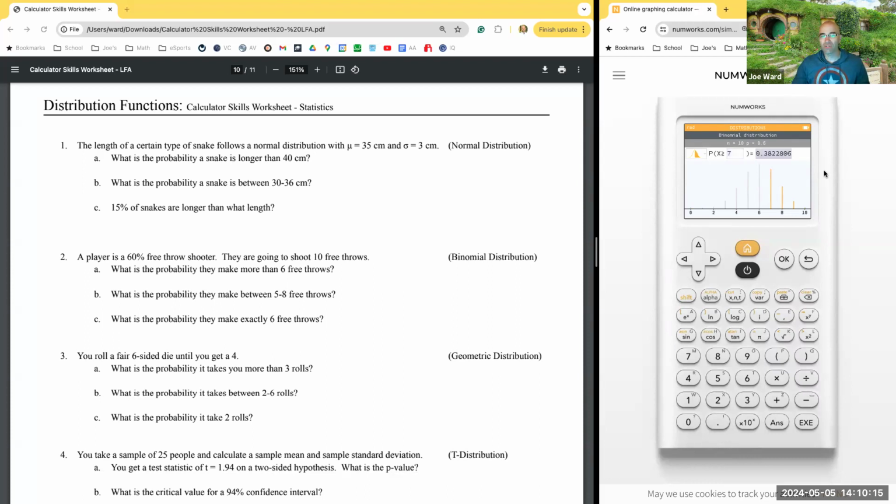So there's a 38% chance that you make more than 6. And then it says, how about between 5 and 8? So we go to the between option, and we go to 5 and 8, and there's a 78% chance you make between 5 and 8. And then it says exactly 6.